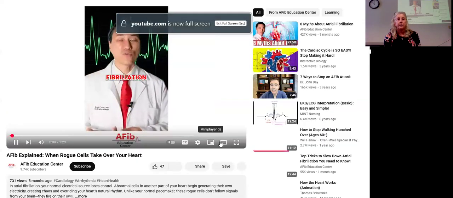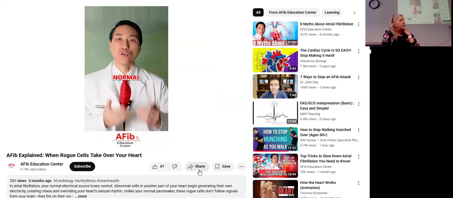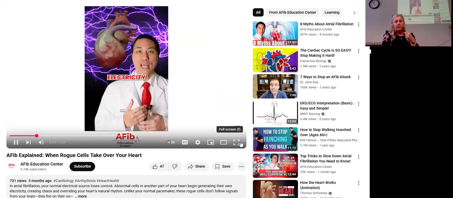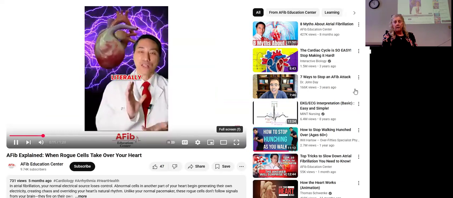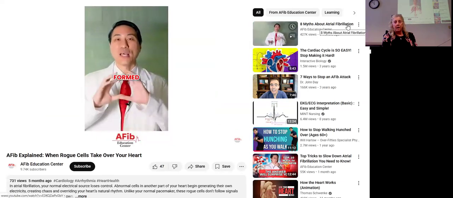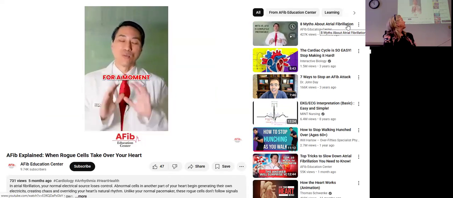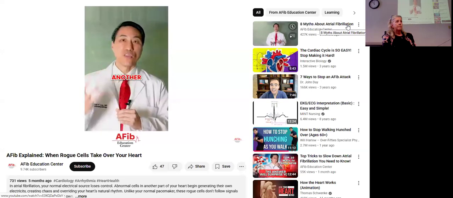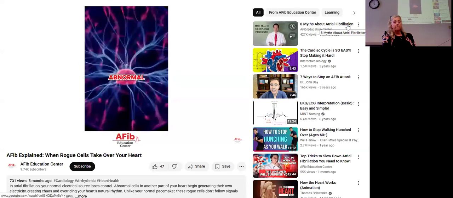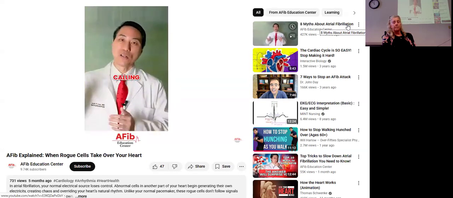When you're in atrial fibrillation, you are no longer under the control of your normal source of electricity. An abnormal source of electricity has taken over control. Literally, another wall of your heart has formed a separate source of electricity that is now controlling your heart. Pretend for a moment that another wall of your heart actually formed a cluster of abnormal electrical cells. Cells that aren't supposed to be there. That's why I'm calling them abnormal.